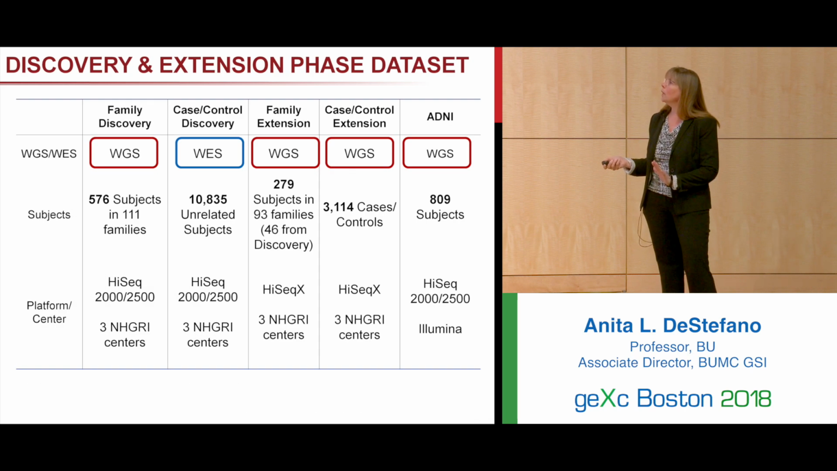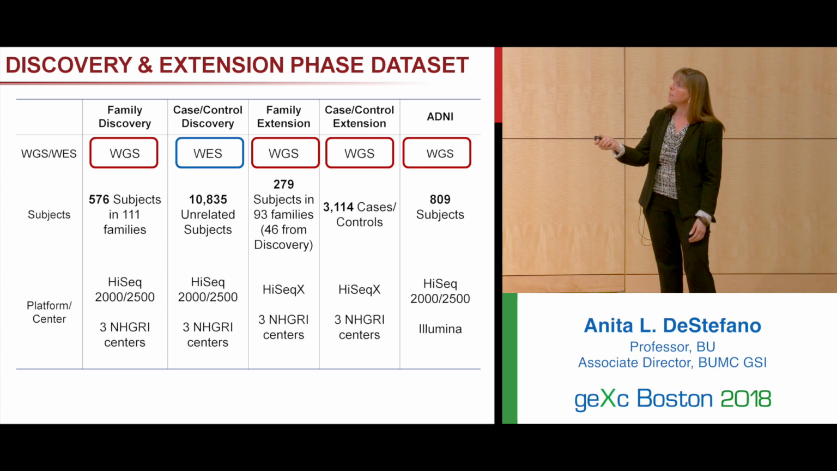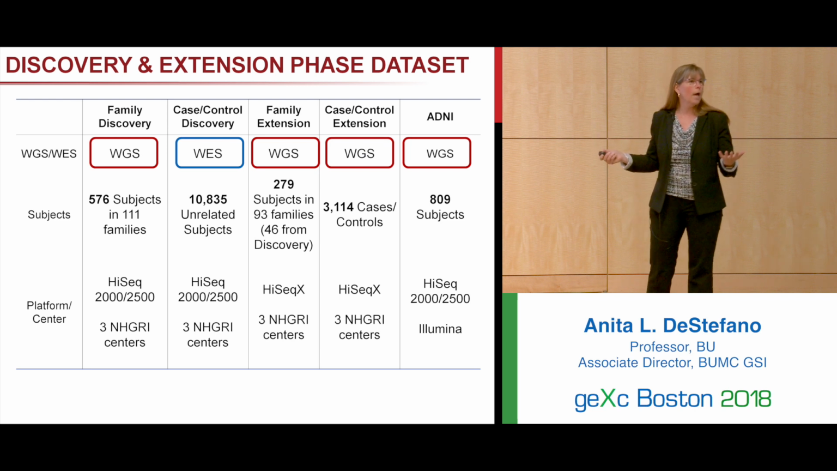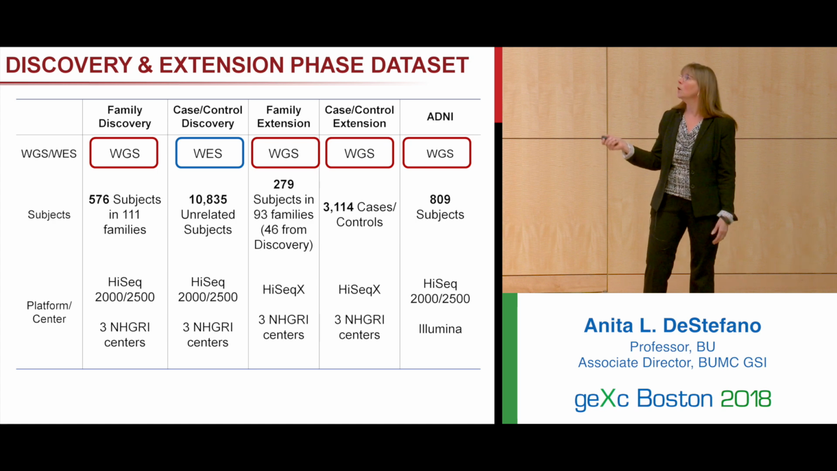So where we are currently in terms of data across these different phases is that the only whole exome data generated as part of the ADSP is this case control data from the discovery phase, again just over 10,000 individuals. Then there is the original family data that was whole genome, the family extension, the case control extension, and then an example of this augmentation phase. This other project, the ADNI project, has whole genome data, and we're looking to incorporate it and jointly call it with the ADSP data set.